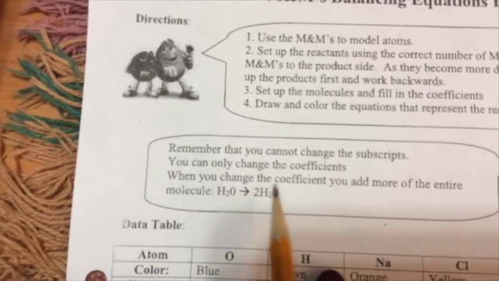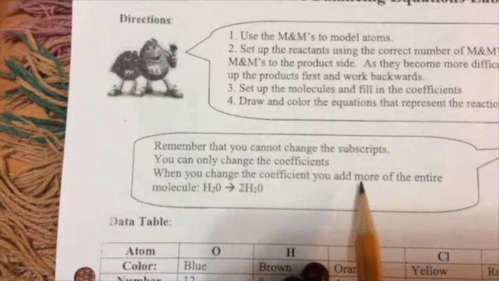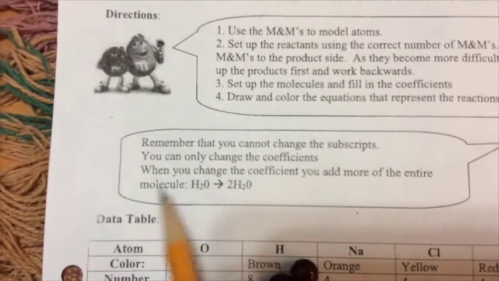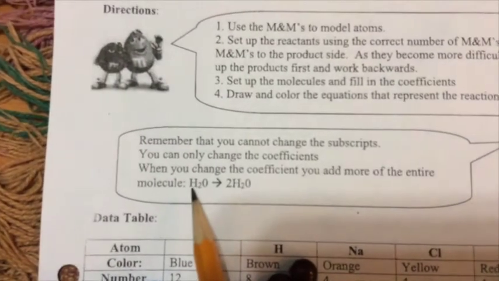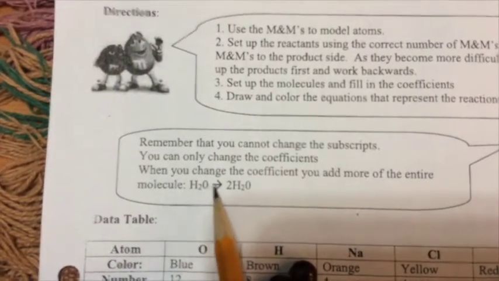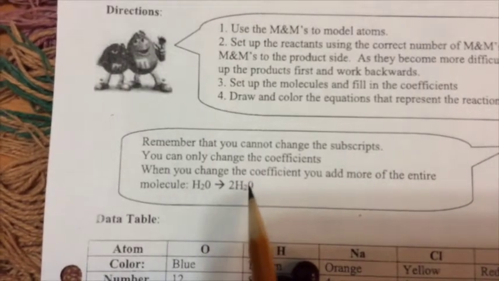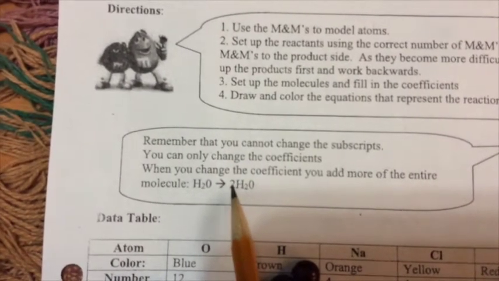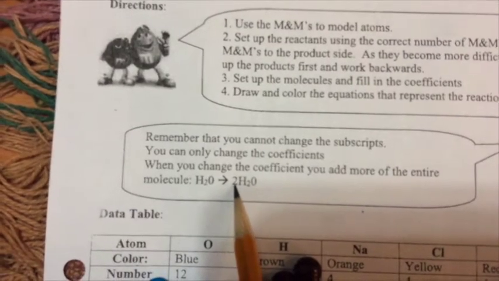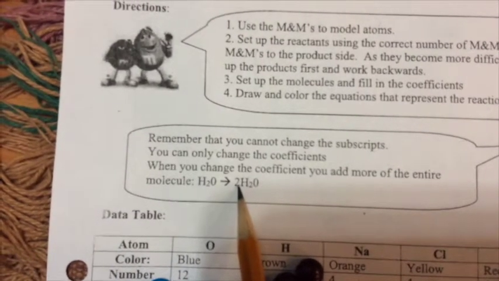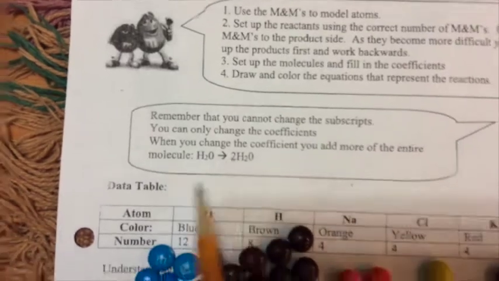When you change the coefficient, you add more of the entire molecule. So here we have H2O, the water molecule, and that becomes 2 H2Os. So we'd have now not just 1 water molecule, but how many water molecules? Look at that coefficient. Yes, 2 water molecules.